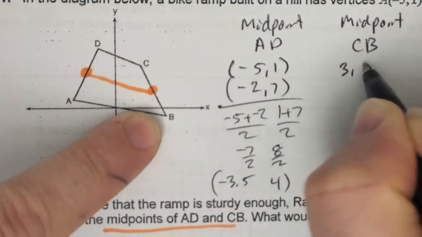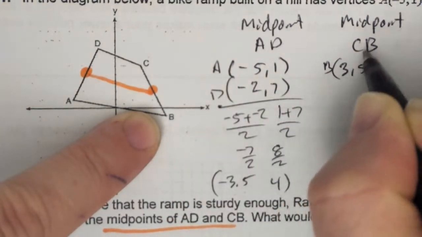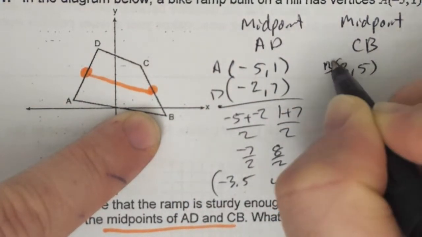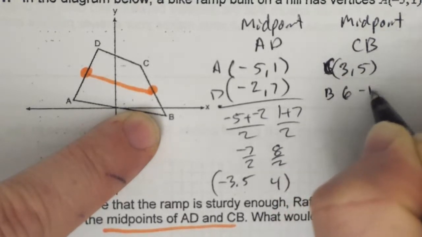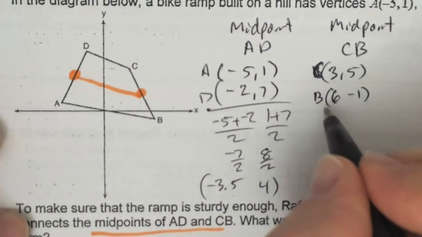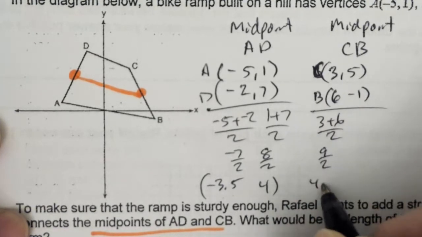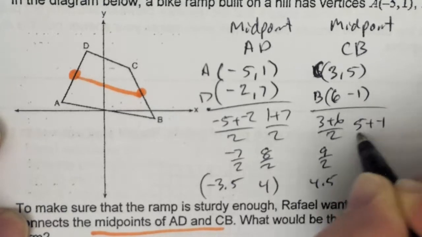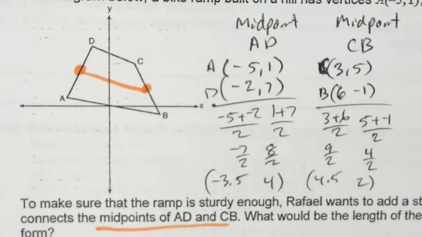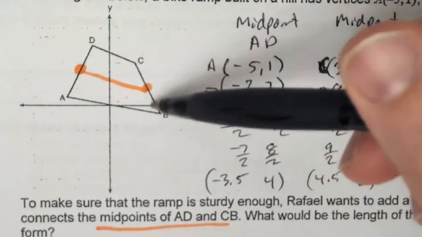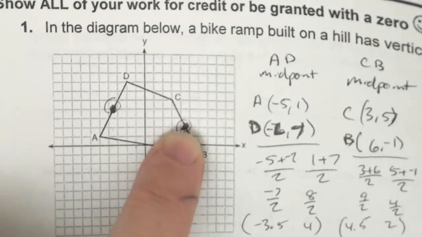C, we were told was 3, 5, and B is at 6, negative 1. All right, so we want to add them together. 3 plus 6 divided by 2. That's 9 over 2, which is 4.5. And 5 plus negative 1 over 2, which is 4 over 2, which is 2. So those are the two coordinates. And you can't really tell on this one, but if you actually had a better graph like this, it would be in their correct location.